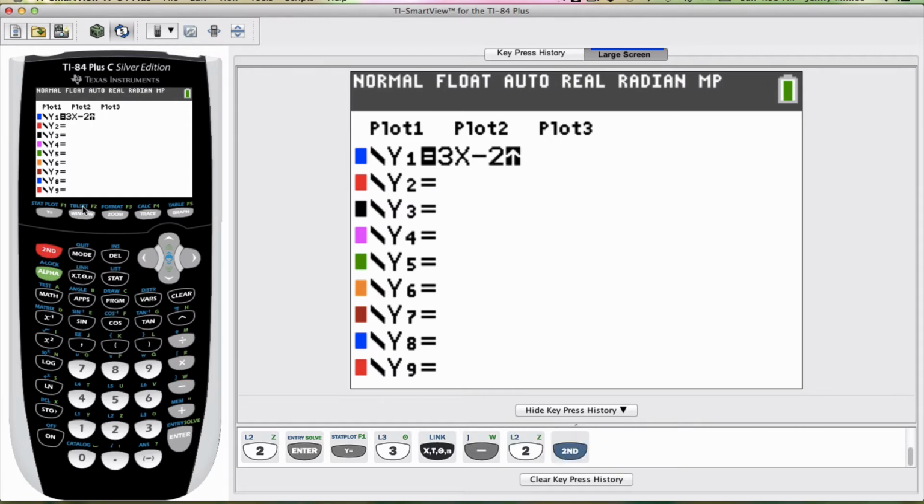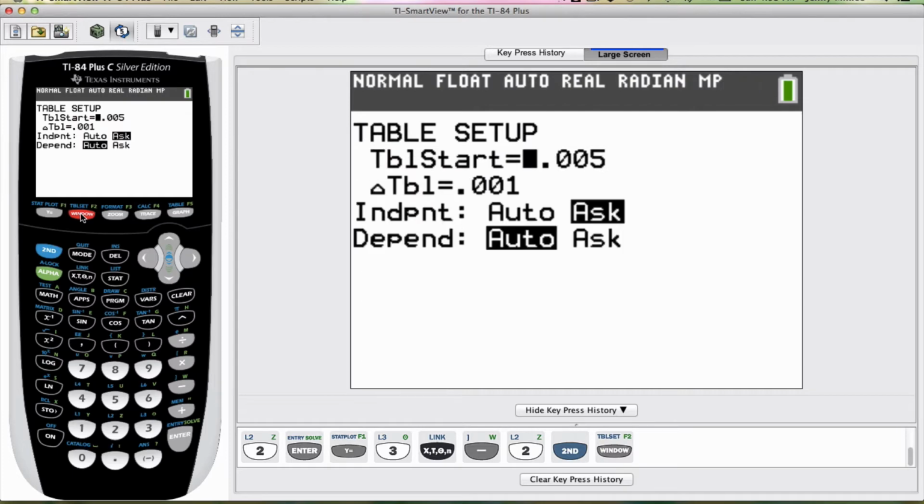And now I'm going to press second window, and that gives us the table setup. And my guess is that yours is on auto, and that's normally what we want to be on, because that's going to automatically give us x values based on the way we set up our table. Instead, I want you guys to move your arrows down and choose ask and press enter on that. Okay, what this is going to allow us to do is to ask any x value, and it's going to give us the y value or the height.